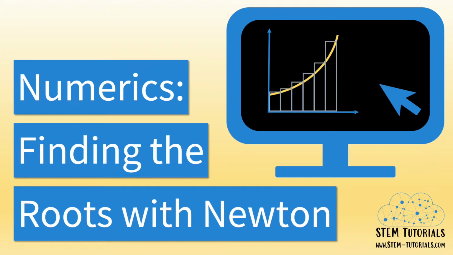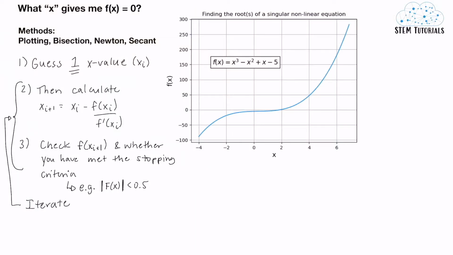In this video, we'll continue looking at finding the roots of singular nonlinear equations, and we'll do so with the Newton method. So essentially what we'll be doing is looking at what x gives me f of x equals 0. Again, we have a cubic polynomial with one real root, which we can identify is approximately located here. In this video, we'll be focusing on the Newton method.